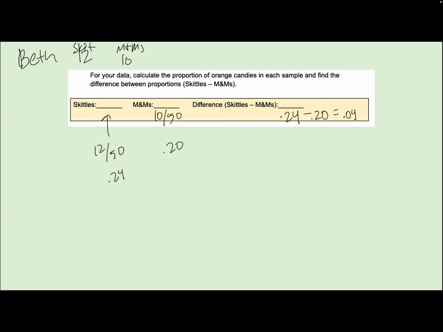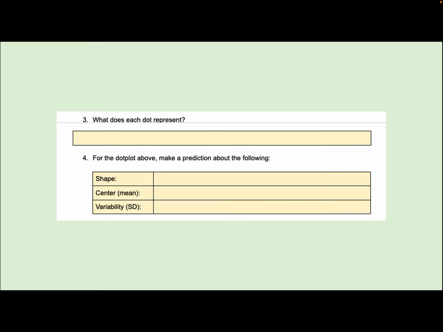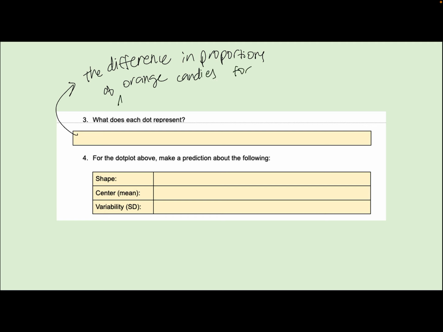All right, so question 3, telling us what does each dot represent here? I feel like I keep asking you versions of the same question, except this is a little different because we're looking at differences. Each dot tells you the difference in proportions of orange candies for one sample of Skittles and one sample of M&Ms.